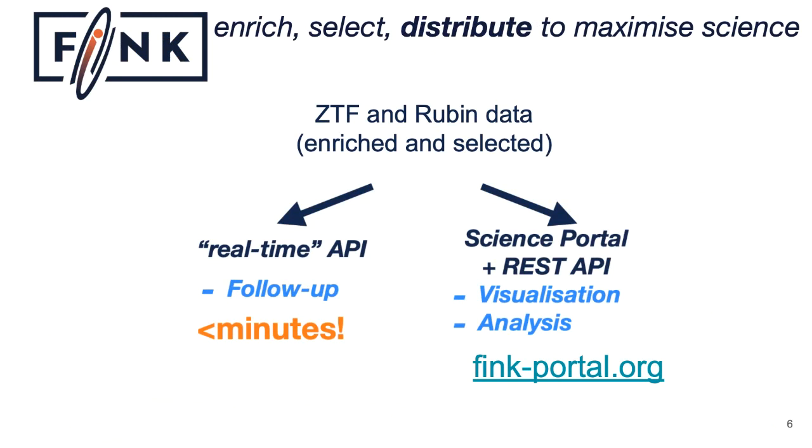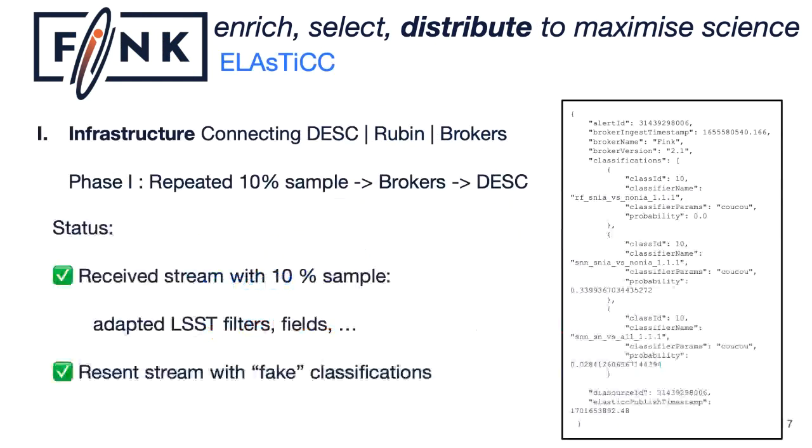For Elastic, it's a little bit different in the sense that we are testing the infrastructure, the part one. We are getting this 10% of the sample that was previously mentioned in the brokers, in the loop. And we process it, we ingest it, and then we return it back. So what we have been doing is, we are receiving this 10% of the sample.